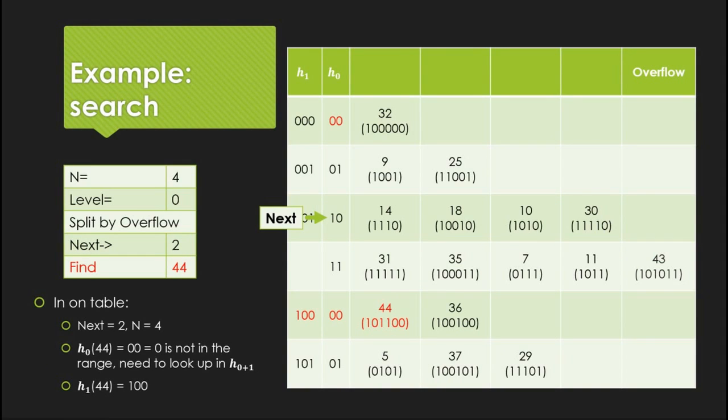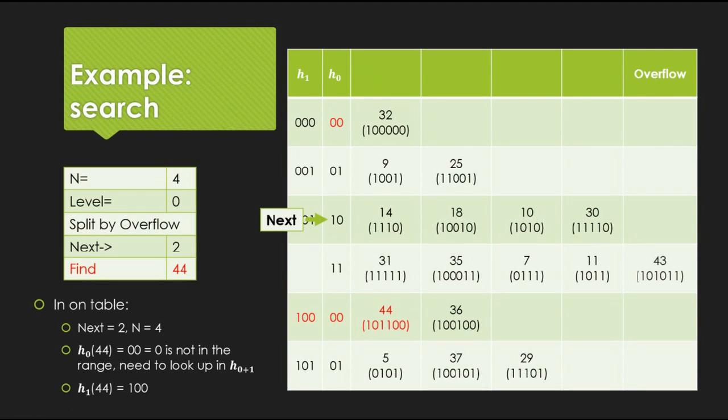So for our case, the H0 of 44 is 00, which is binary for 0, which is not in the range between 2 and 4. So we need to look at the H1 level. The H1 of 44 is 100. We simply need to look up 100 in the H1 column to locate the right bucket to find 44.